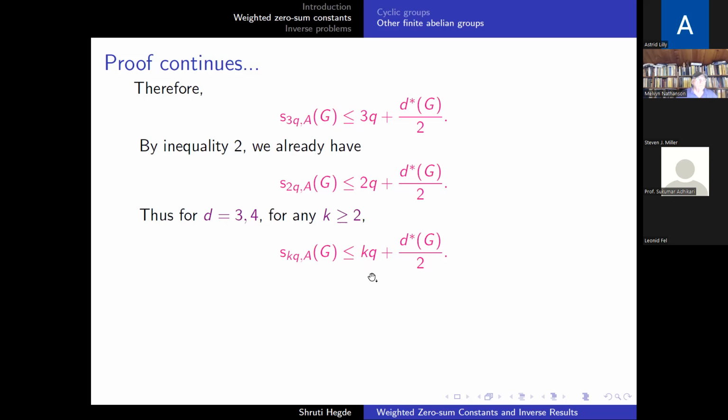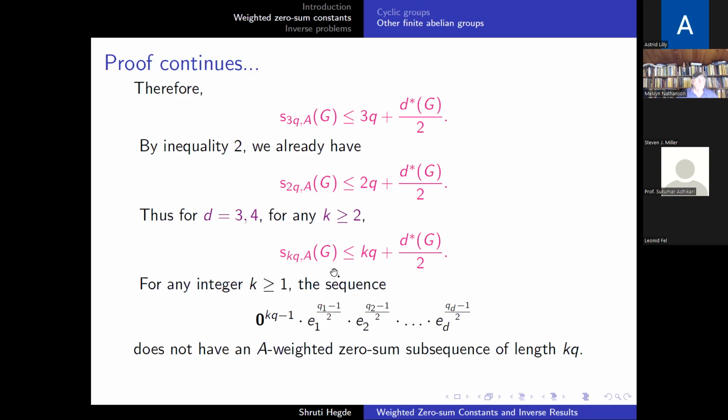And we had already proved this inequality for rank 2. So now we can try to prove the other side inequality. For that, for any integer k greater than or equal to 1, consider this sequence containing (kq minus 1)/1 times 0, (q minus 1)/2 times e1, and so on, (q minus 1)/2 times ed. This sequence will not contain any A-weighted zero-sum of length kq. So S_{kq,A}(G) must be greater than or equal to 1 plus the length of this sequence, which is kq plus D*(G)/2. So we have the other side inequality also, and that completes the proof of this theorem.